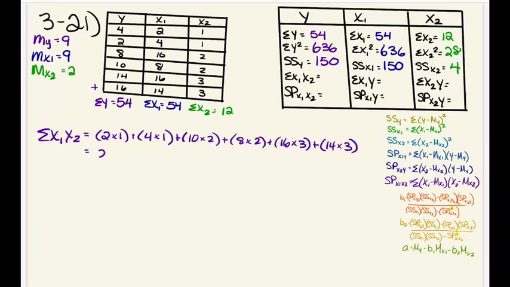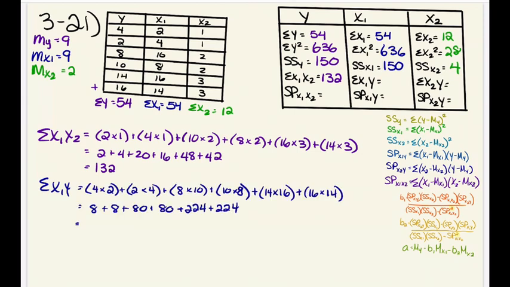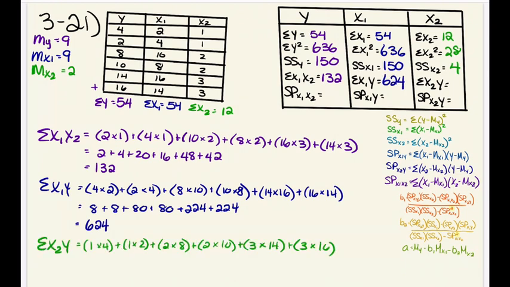As we continue filling out our chart, we come across the sum of x1x2. We'll take each value from the x1 column and multiply it by the corresponding value from the x2 column and add all of these scores together. We'll do the same thing for the sum of x1y, taking each x1 score and multiplying it by its corresponding y value, as well as the sum of x2y.